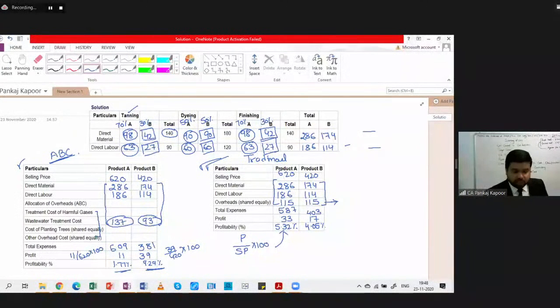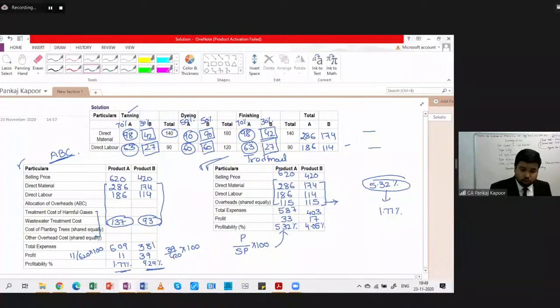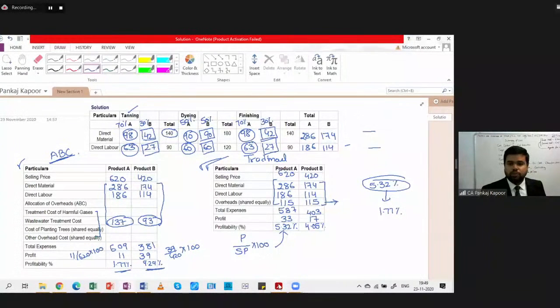And what is the third requirement? You need to compare the both. Now, what you need to suggest: after calculating the environment cost on the ABC basis, our per unit profitability of the product A declines. Now, if we wish to manage the profitability of the product A back to the same level of 5.32 from the level 1.77, we can consider an increase in the price. So this will be the answer to this particular question.